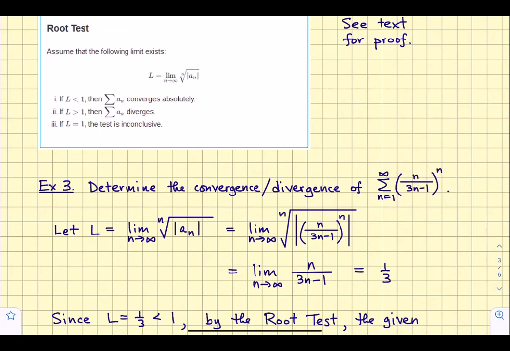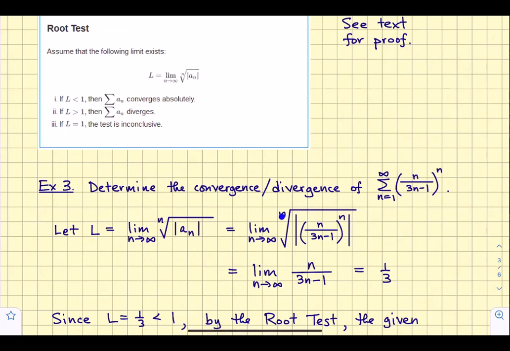But notice that when we do away with the absolute values, we're taking the nth root of something raised to the nth power. And this is a telltale sign to use the root test. When you see something with a variable power, especially an nth power involved in it, then you want to try to use the root test.